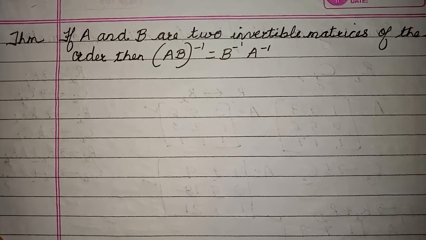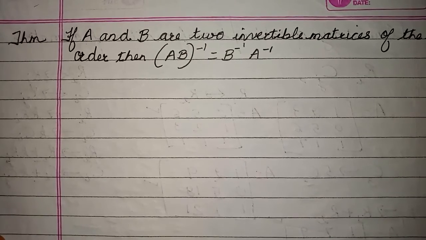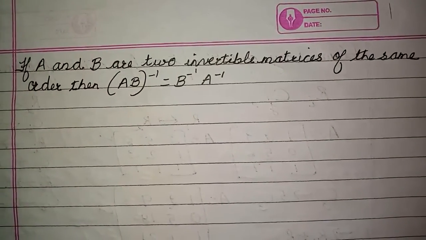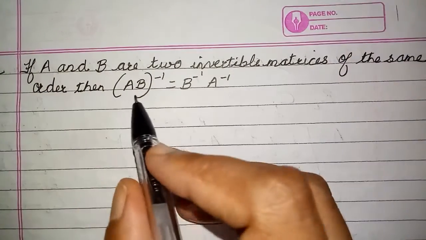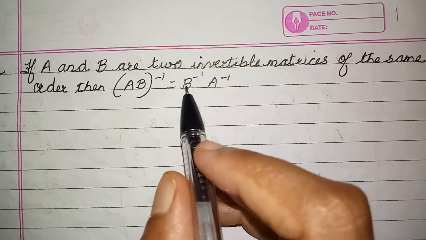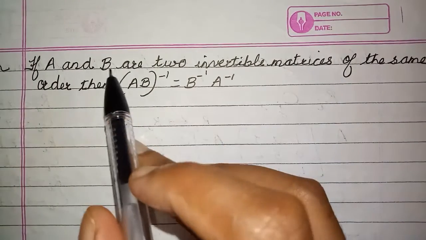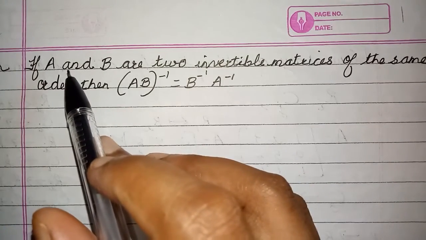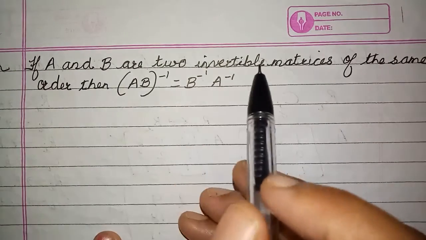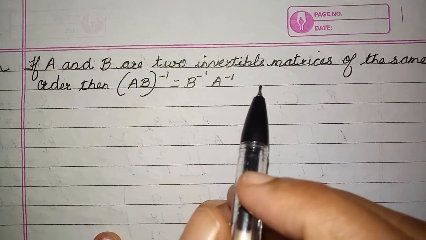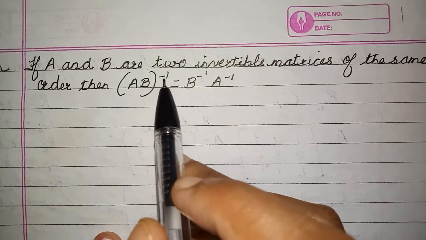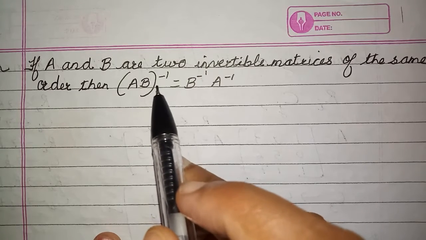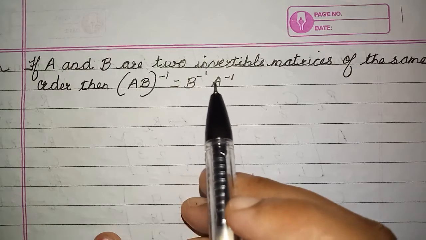And the last result is a theorem as well as a formula. If A and B are invertible matrices of the same order, then AB inverse is equal to B inverse A inverse. So children, what does it mean? If A is invertible, then A inverse will be there. B is invertible, so B inverse will be there. Now you have to show that the matrix AB has an inverse and its inverse is of the type B inverse, A inverse.